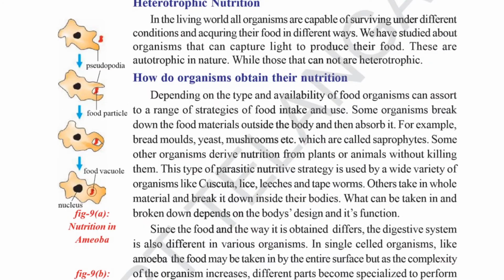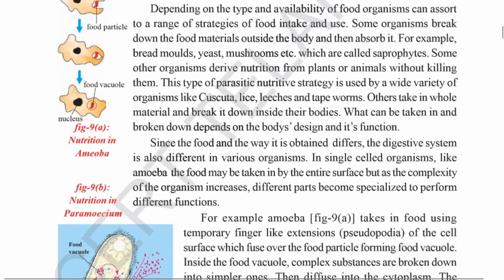The amoeba does not have a definite shape. It will take its food wherever it is present. It will just produce finger-like projections known as pseudopodia and engulf the food particles, and it takes them inside the body and breaks down the food inside the body, and whatever wastage is left over, it will just excrete out of the body.